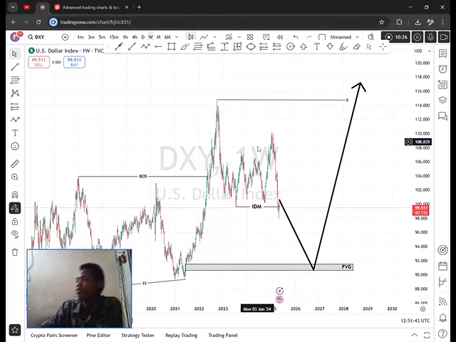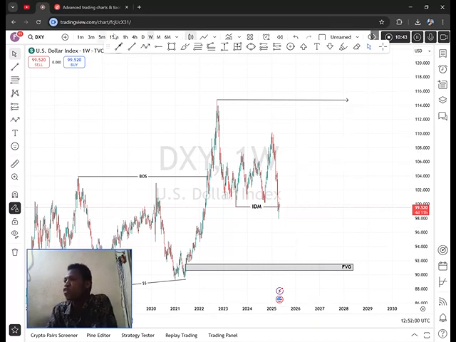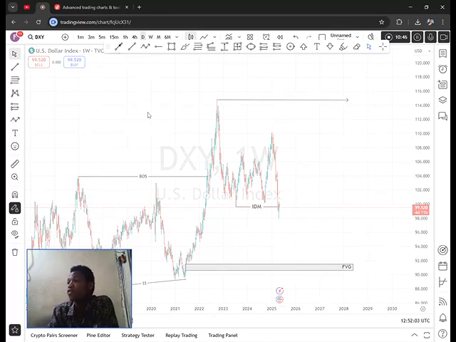So from the end of this year, DXY should just sell. Just expect it to sell to this point, to this FVG, to this FVG. Let's just expect it to sell. So let's continue. We're going to the daily time frame right now.